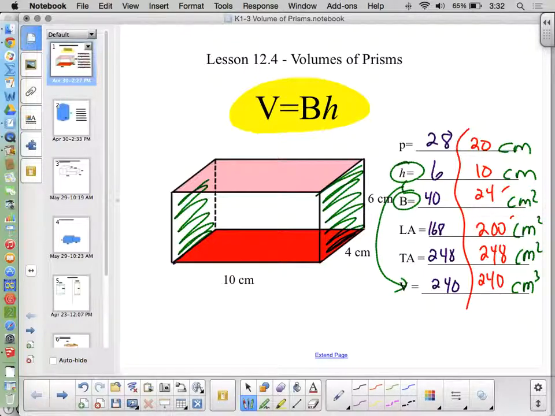Remember, though, we can only switch base sides if we're using a box. If it is a triangular prism or a hexagon or a trapezoid prism or anything like that, I can't just randomly switch what my base is anymore. Now we're fixed.